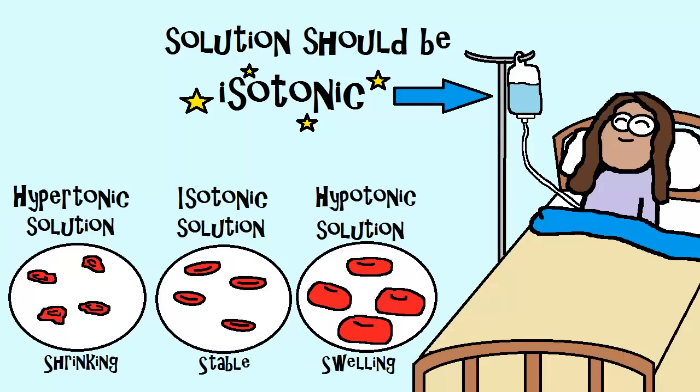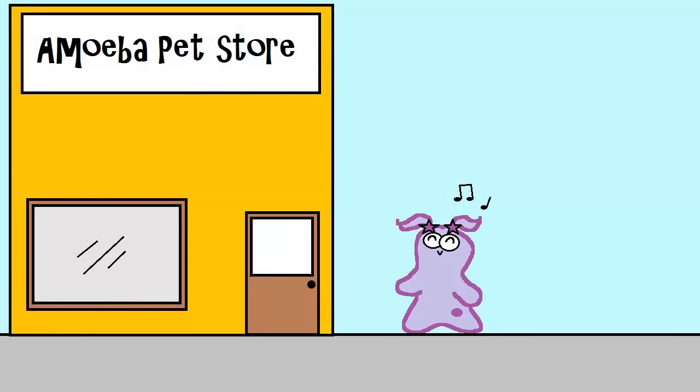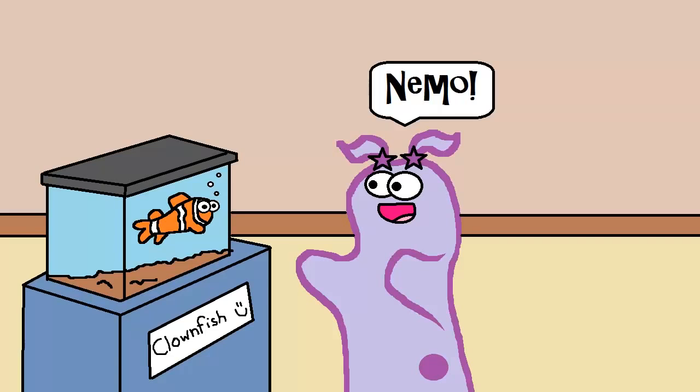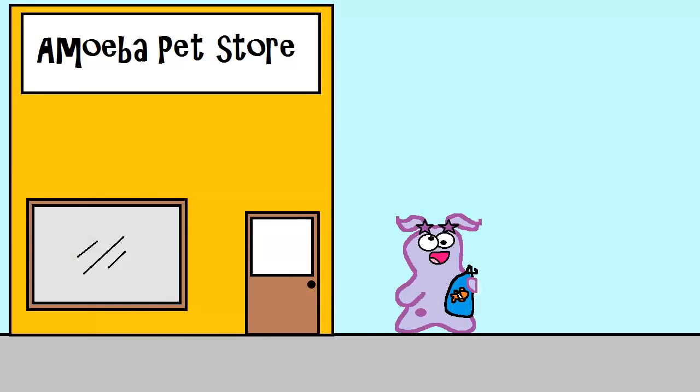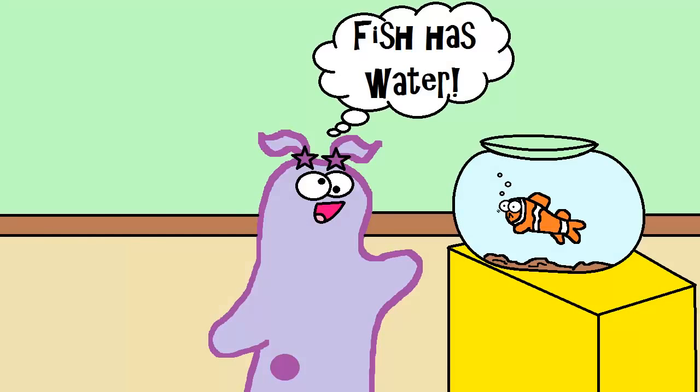Isotonic means equal concentration, so you wouldn't have any swelling or shrinking red blood cells, and that's a good thing. Say you go to a pet store and you get a fish that looks like Nemo from the movie Finding Nemo, a clownfish, only you don't know it's a saltwater fish. What would happen if you placed this saltwater fish in freshwater?